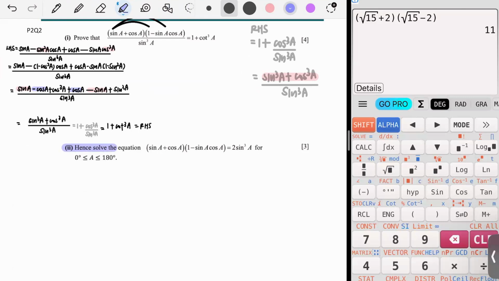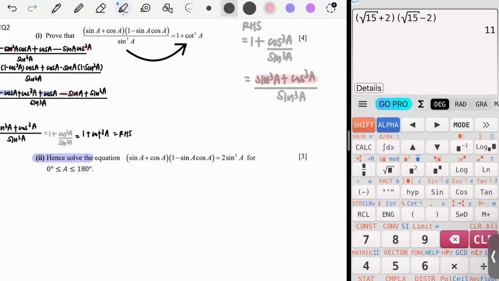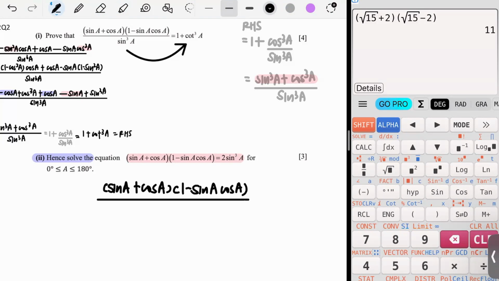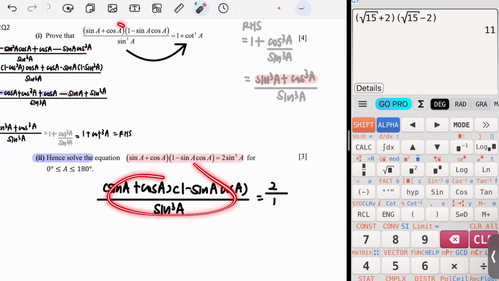So what I have here is that then for the next one, they said hands, right? So it should look something the same. Okay, so what I have here is that let me rewrite this thing here so that it looks more like the left side, okay? So this is sine A plus cosine A, 1 minus sine A cosine A. If I bring over this one here, this one becomes sine cube A here. This is 2 over 1. Correct or not? So now, this one looks exactly like this already.